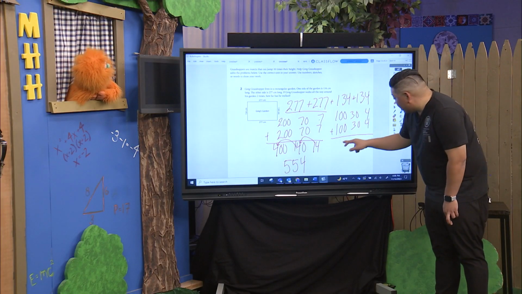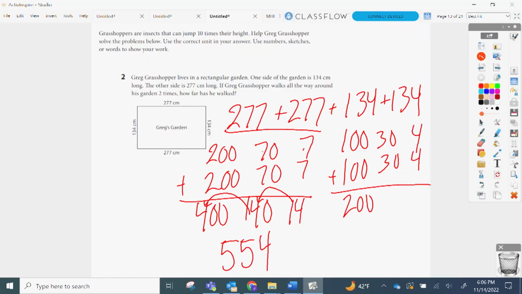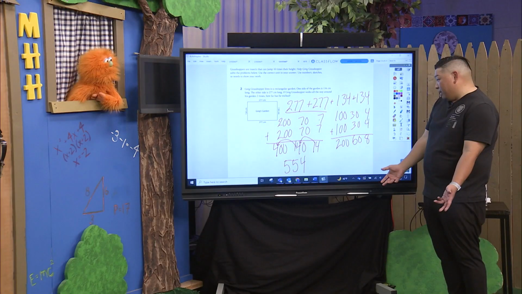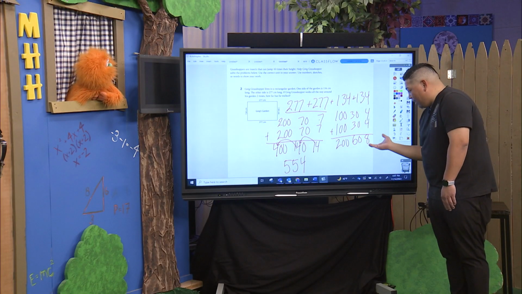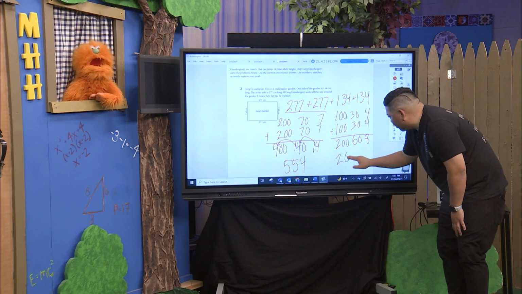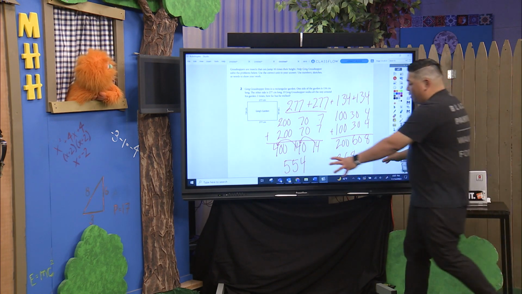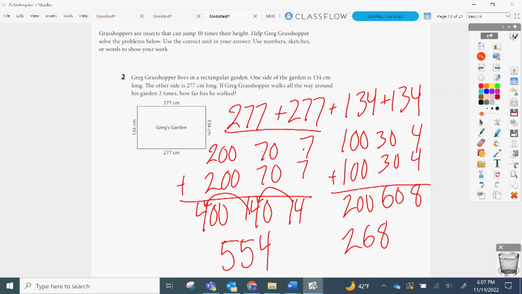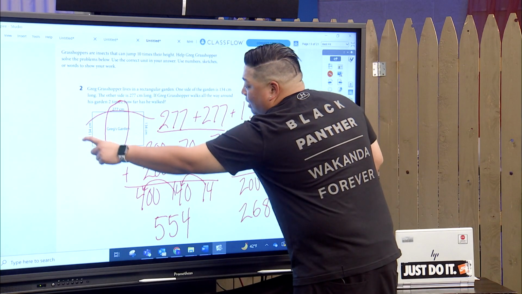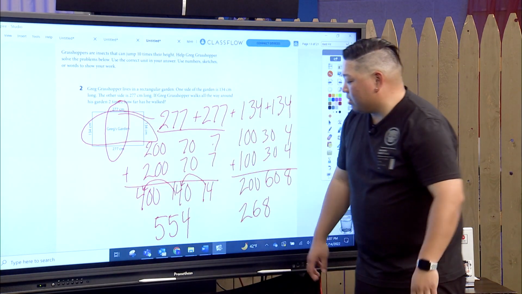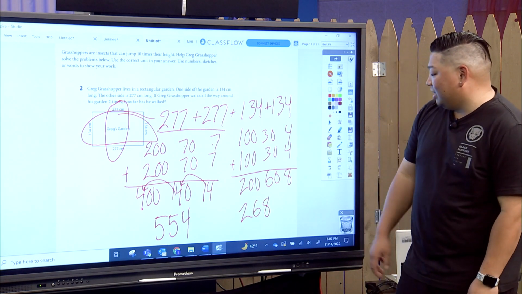And then on this side, we have 268. There's no regrouping here because 6 tens, 8 ones, 200. 268. So then if we combine, what we just did was we added these two sides and we added these two sides, and that would give us 554 plus 268.